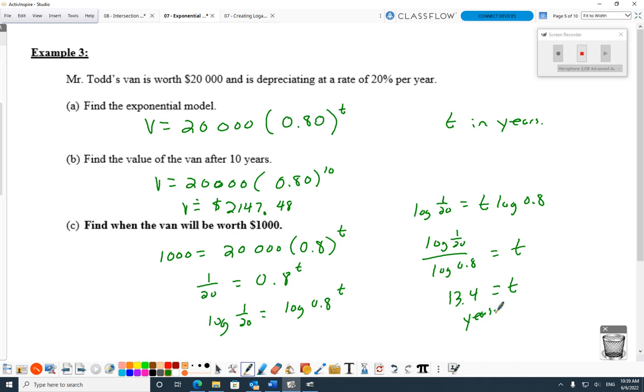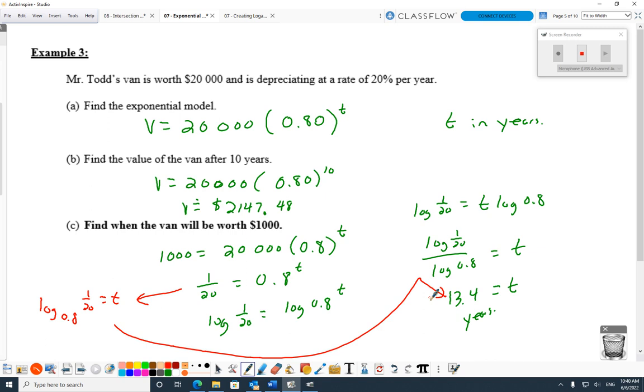Oh yeah, where are those steps for you people who want to use your calculator? You're going to write log base 0.8 of 1/20th equals t, and then you're going to jump right to the final answer. I'm okay with both methods, he said again. I keep saying that.